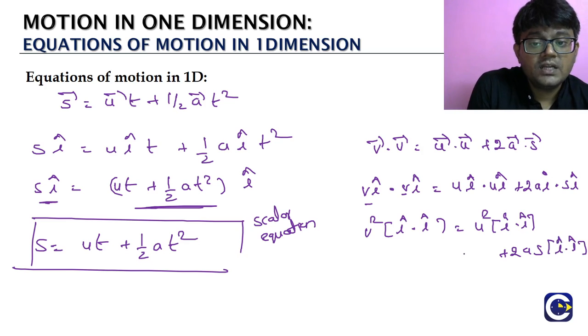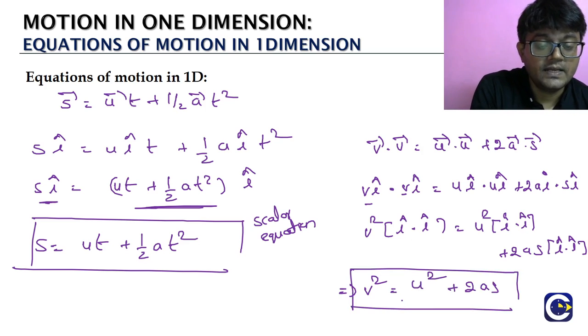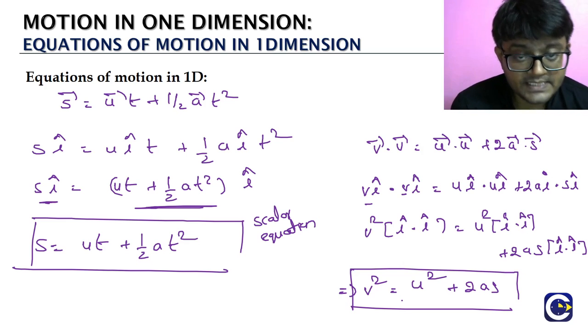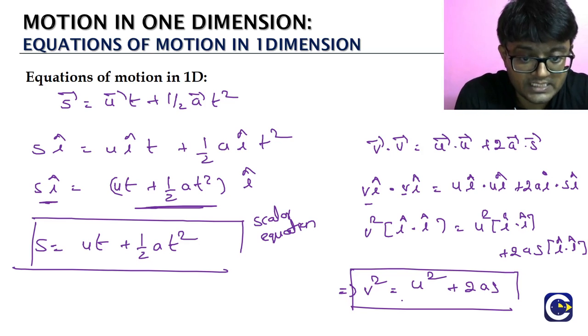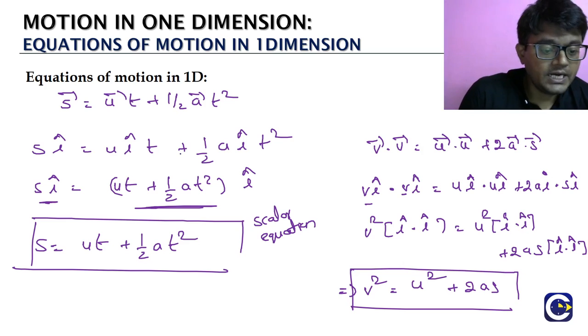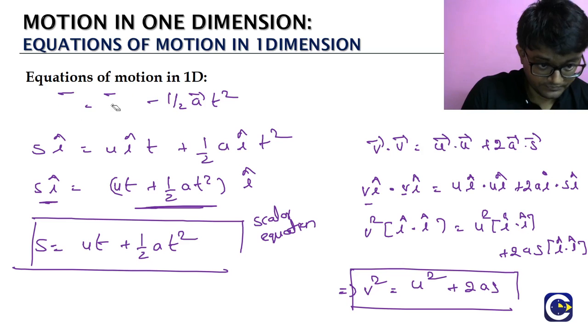What is I dot I? Dot product of I vector with itself is 1. J dot J also will be 1. K dot K also will be 1. So this is 1, which means we'll have LHS V square is equal to RHS U square plus 2AS. This is the third equation. Here also we have V, U, A, S representing the magnitudes. V represents the final velocity value, U represents the initial velocity value, A represents the acceleration value, S represents the total displacement value. Okay, so like that we are able to convert the equations of motion into the scalar form.